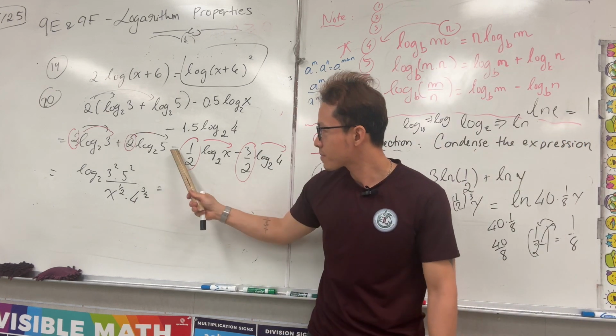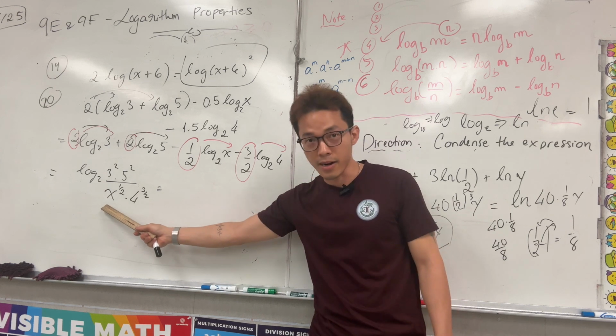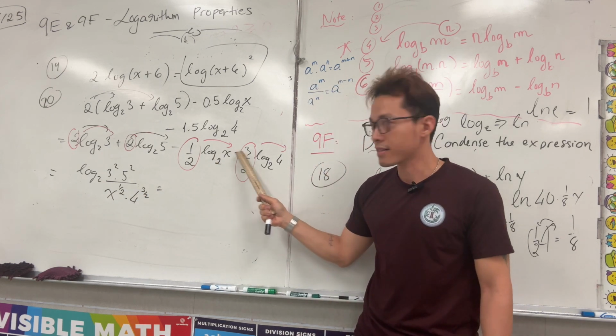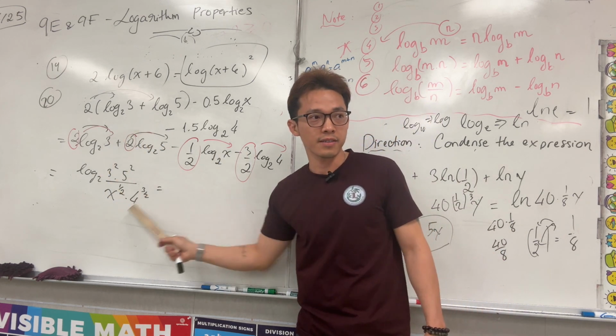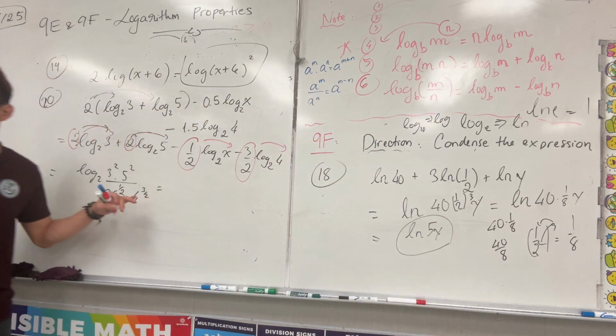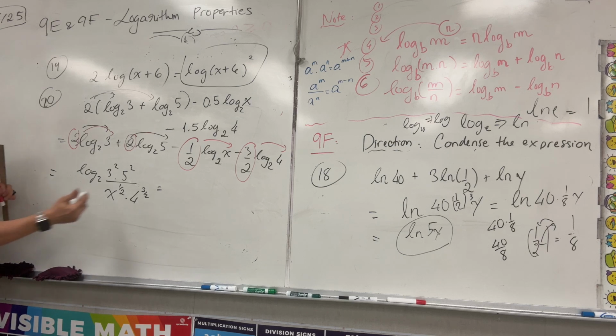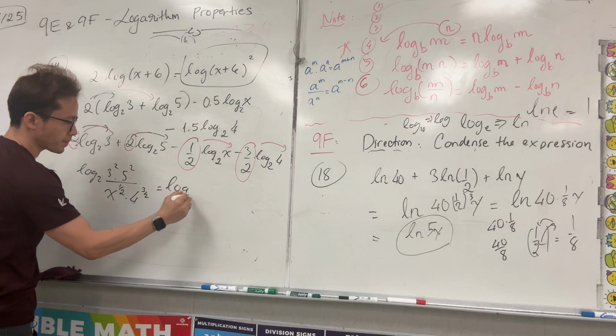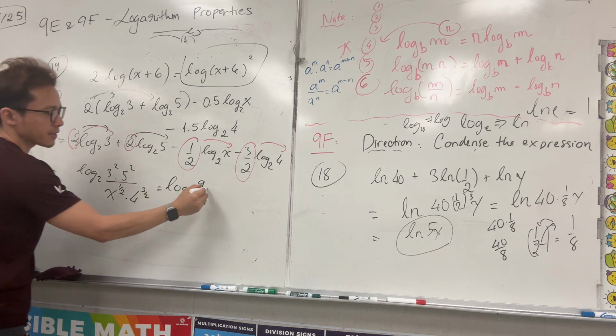Anyway, minus on the bottom. Minus on the bottom. So far so good? Yes, you got this step? Any question for this step? Okay, good. Now let's simplify it. This is not simplified yet. Let's simplify it, okay? 3 square is 9. 5 square is 25.